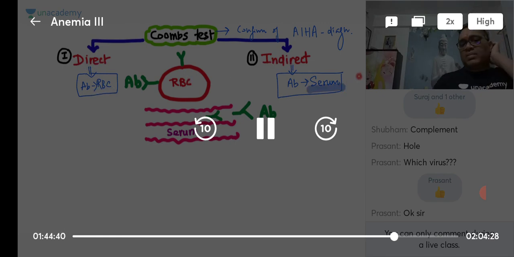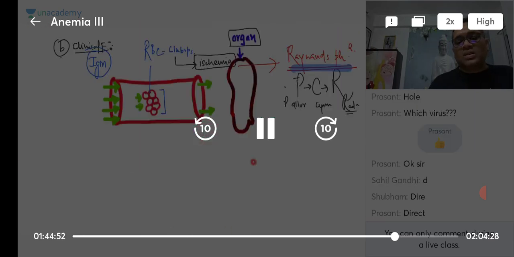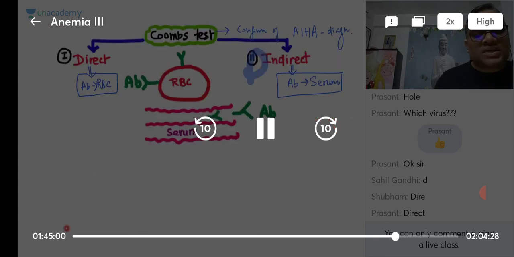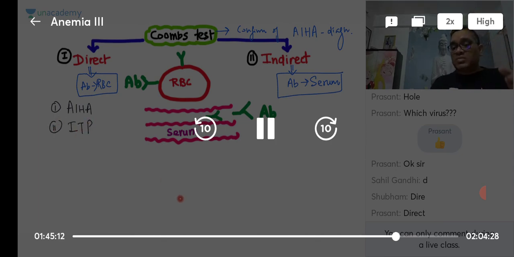Clear? Now tell me, for autoimmune hemolytic anemia, which of the following is diagnostic, the direct one or the indirect one? Very good. Can you see what I have shown you here in the picture? All the antibodies will be deposited on the surface, so this will be the direct Coombs test. The direct Coombs test is usually used for autoimmune hemolytic anemia, number one. Also used for ITP. Remember immunogenic and non-immunogenic thrombocytopenic purpura. Immunogenic will be positive.